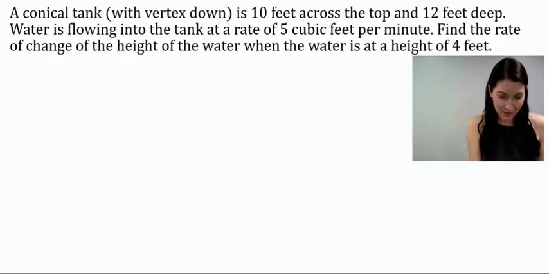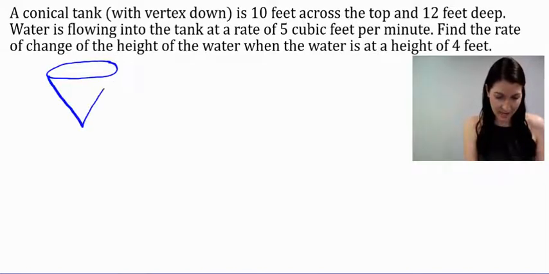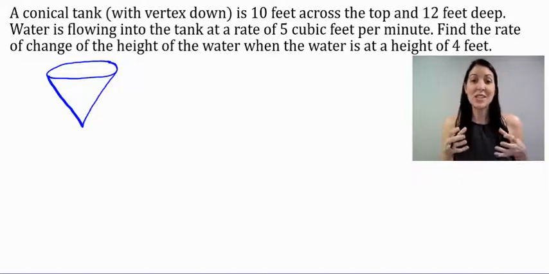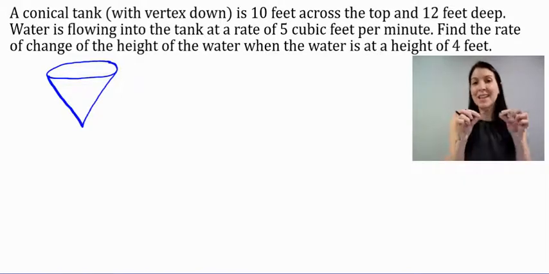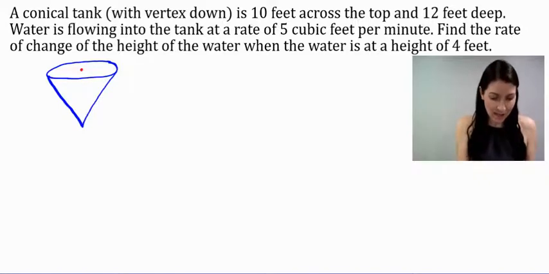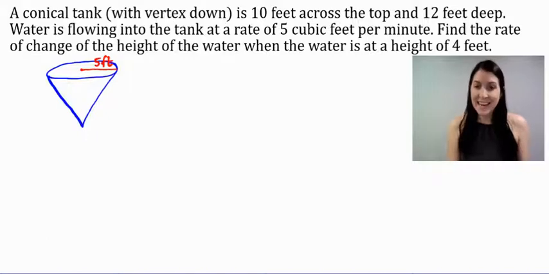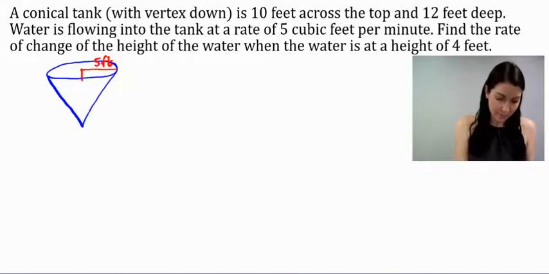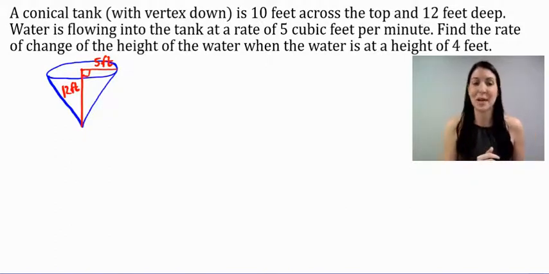So here's my conical tank with vertex down. Circular base, vertex down. It says the cone is 10 feet across the top. Now that's the diameter, but what we use in the problem is the radius. That's why I'm going to cut that 10 in half and label the radius as 5 feet. And it says the cone is 12 feet deep. What we've created here is a right triangle that we're going to use in just a little bit.